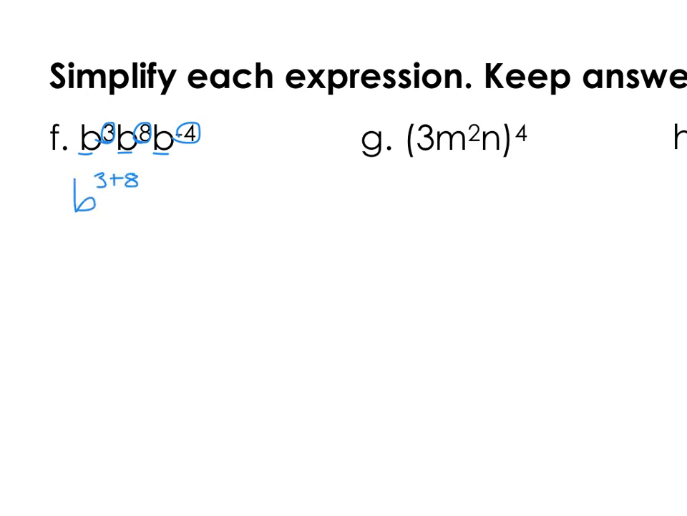3 plus 8 minus 4, well, 3 plus 8 is 11. 11 minus 4 is 7. And that would give us b to the 7th power. And that's all you do.